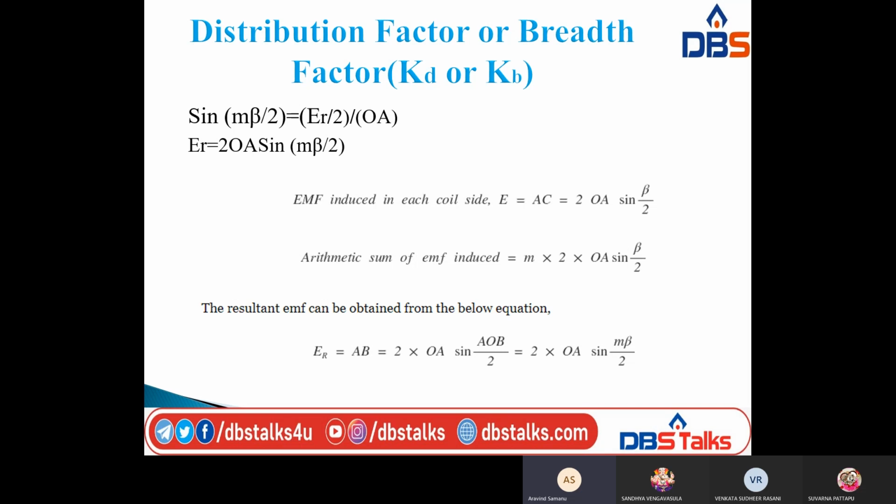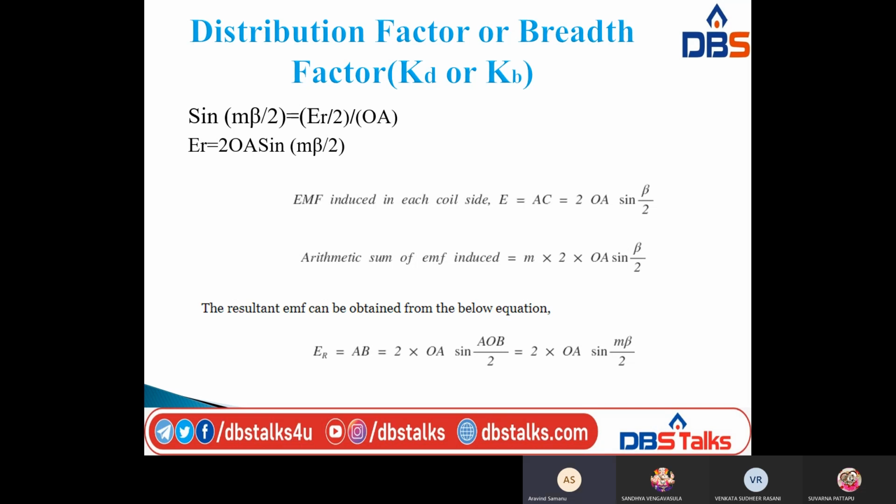So here EMF induced in each coil side E, that is AC, is equal to 2 into OA into sin beta by 2, and arithmetic sum of EMF induced is equal to m into 2 into OA into sin beta by 2. Here the resultant EMF can be obtained from the below equation. So here I am taking ER, that is AB, is equal to 2 into OA into sin AOB by 2. So that is equal to 2 into OA into sin m beta by 2.